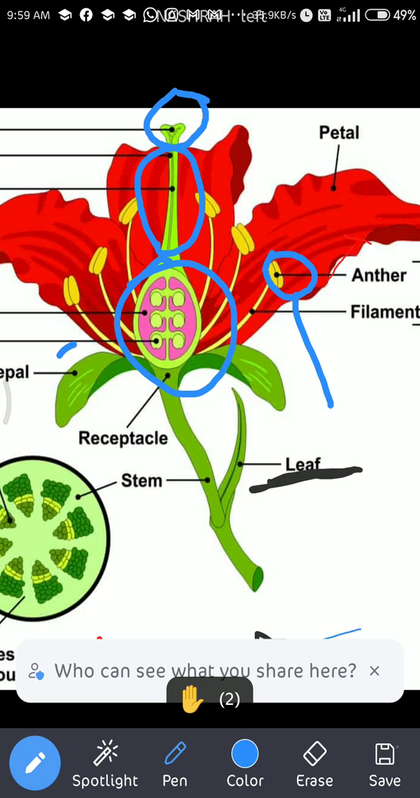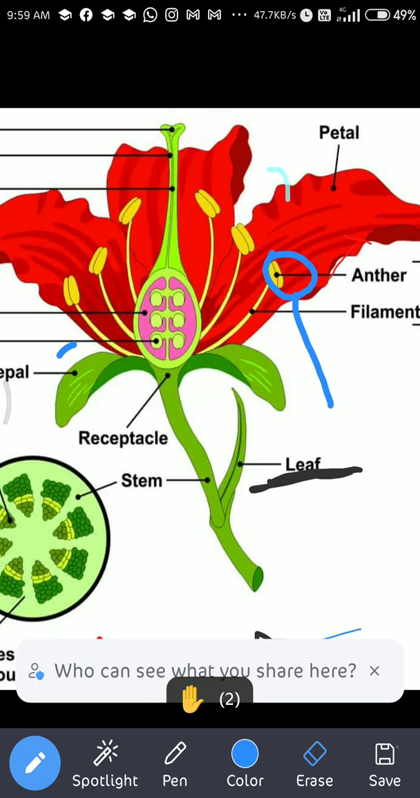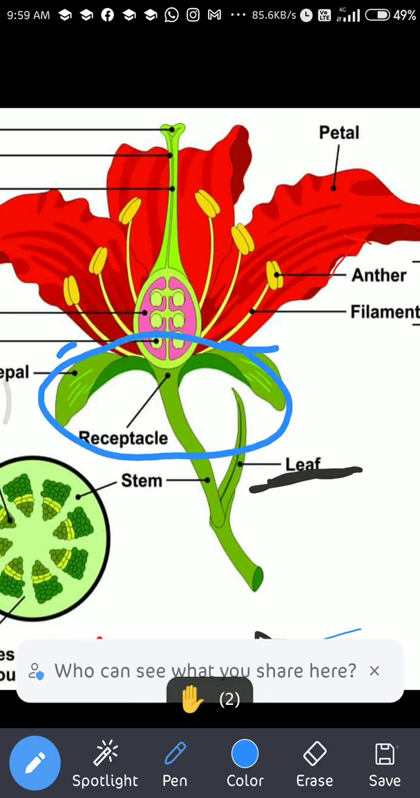So the four whorls are there in the flower. What are the four whorls? Here the first whorl is actually this green color structure. This green structure is known as calyx. But the single unit of the calyx is known as sepal. Another word for the flower whorl is corolla, and the single unit of corolla is petal.